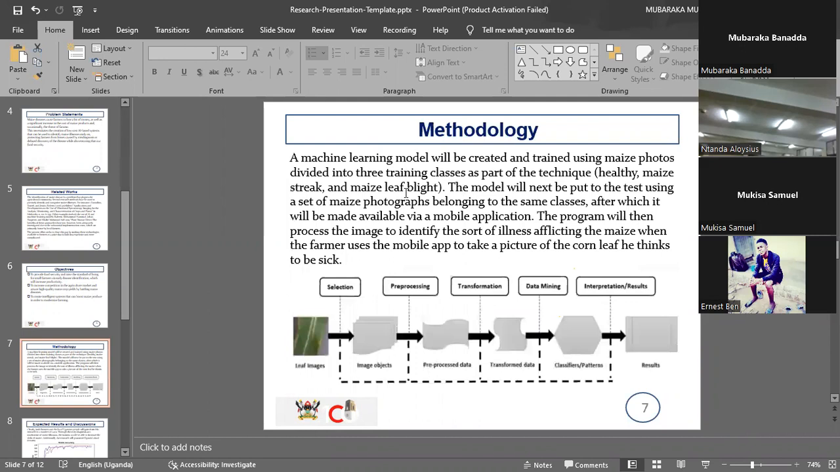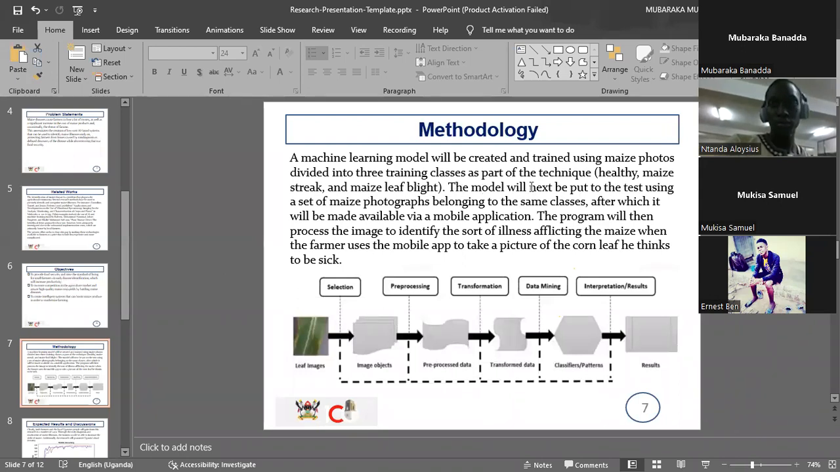The methodology used is that we're going to design a machine learning model. We shall create a machine learning model which will be trained on some maize photos. We have some maize data sets that we were able to acquire, and this will be divided into 3 training classes as part of the technique. So there is the healthy class, the maize streak, and the maize leaf blight.